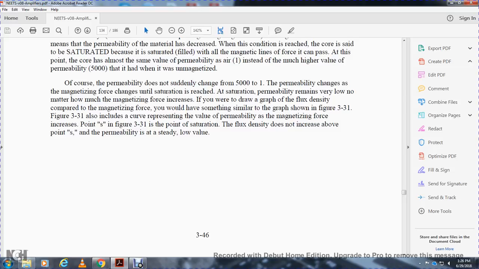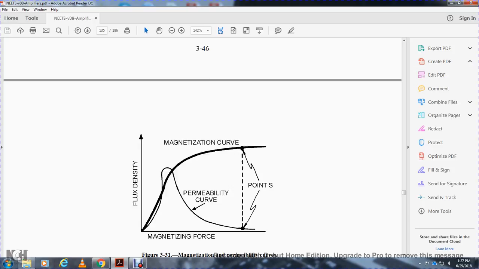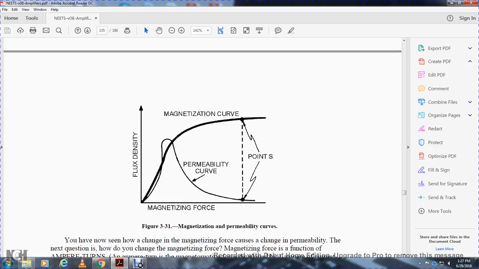Of course, permeability does not suddenly change from 5,000 to 1. Permeability changes as the magnetic force changes until saturation is reached. At saturation, permeability remains very low, no matter how much the magnetic force is increased. If you were to draw a graph of flux density compared to magnetic force, you would find something similar to the graph shown in Figure 331. Figure 331 also includes a curve representing the value of permeability as magnetizing force increases. Point S is the point of saturation. Flux density does not increase above the point of saturation, and the permeability is a steady, low value. Figure 331 shows the magnetizing curve, the permeability curve, flux density, and point S, saturation.